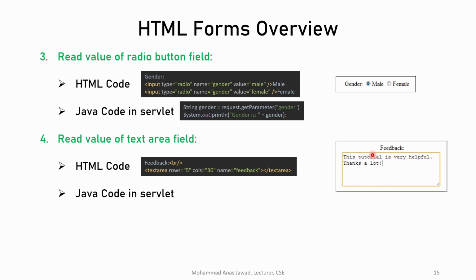Now, if we want to extract the value from the text field, what we have to do is simply write String feedback. That is, we have to create a string type object, and we have to simply write request.getParameter. And inside the parenthesis, we simply have to write the name of the text field, right? So since we have defined the name of the text field as feedback, all we have to do is write feedback here. Okay.